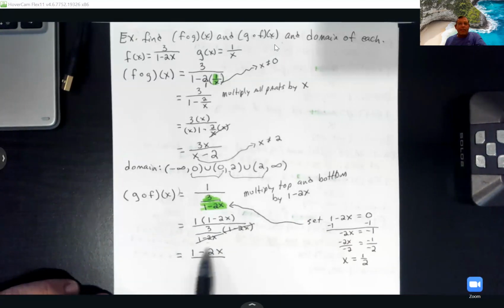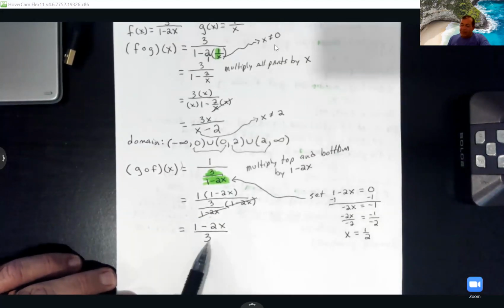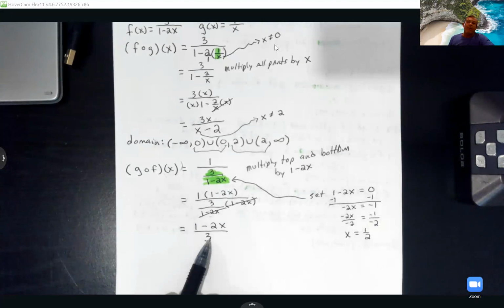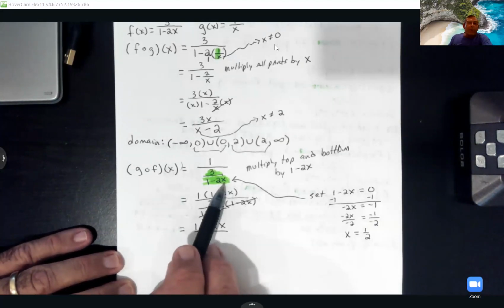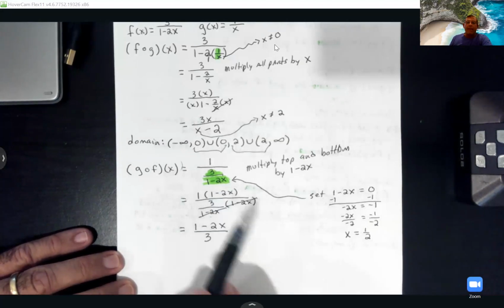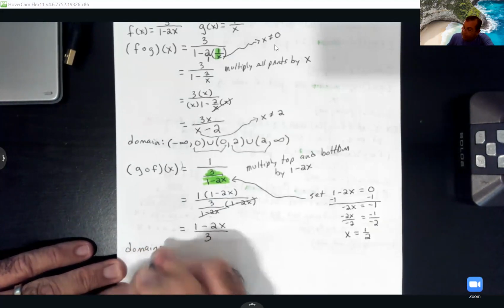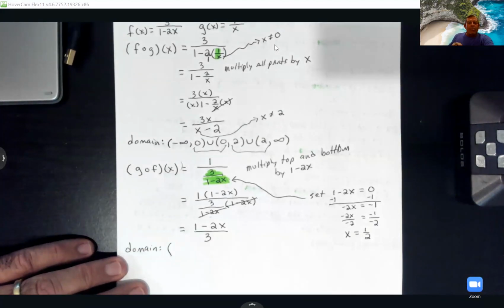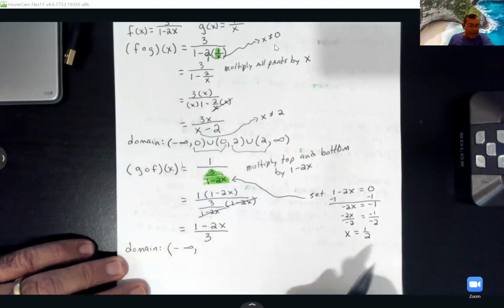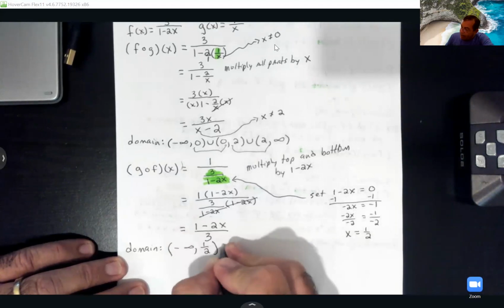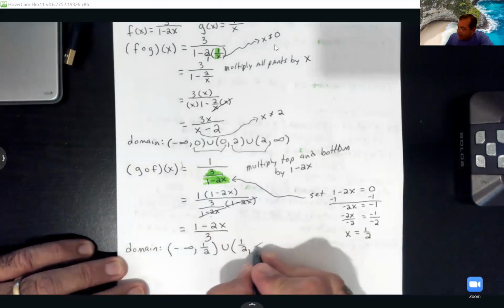I don't see any other places where we got to worry about our domain. Because remember, I ended up with a 3 on the bottom of this one, which means I don't have to exclude any numbers because that's always going to be a 3 on this fraction. So the only place we were concerned was where we had that x in the bottom. We said it cannot equal 1/2. So our domain will be from negative infinity to our 1/2. Then we union around 1/2 until we hit positive infinity.